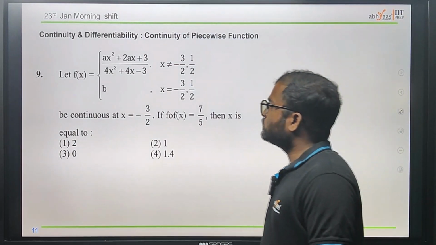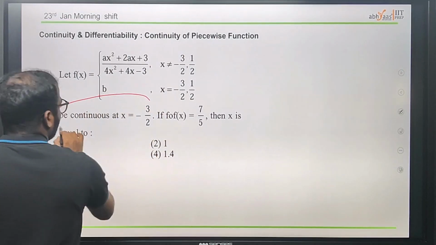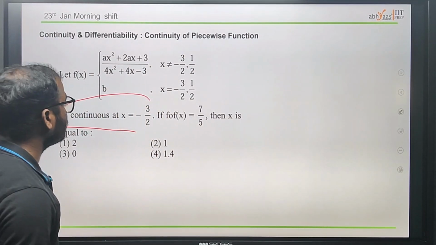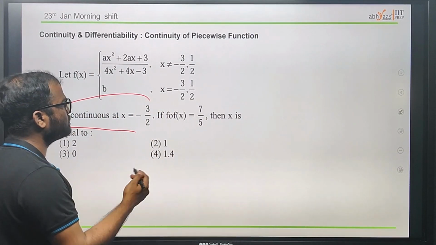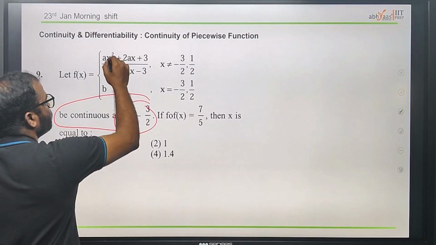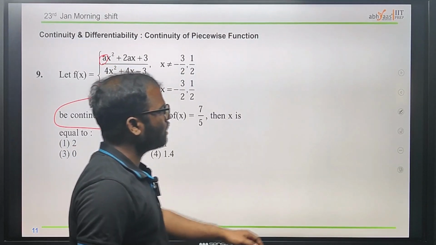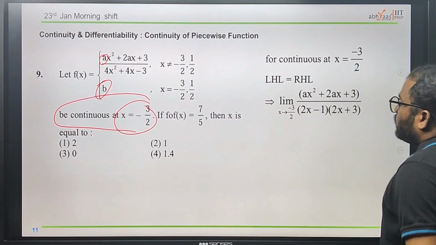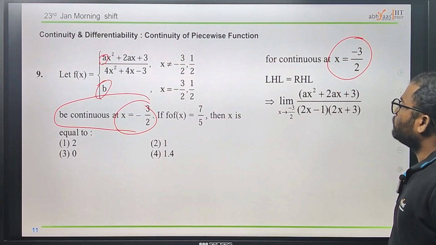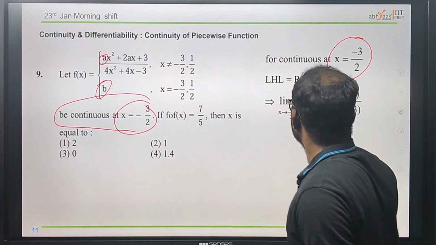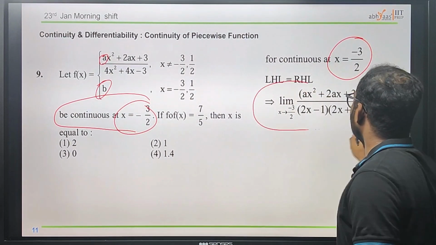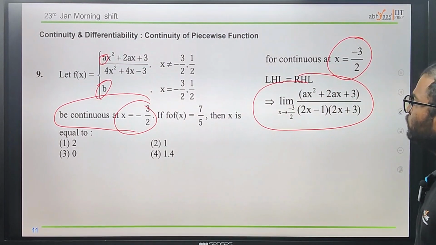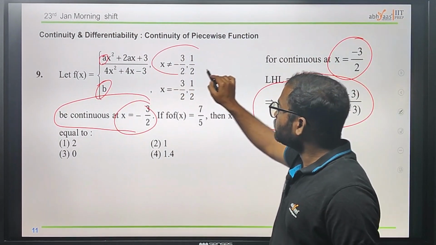Now by using the continuity, since they are saying that at x equal to minus 3 by 2 it is continuous, it means that by using this condition, we can easily find the a value and the b value, which is for continuous at x equal to minus 3 by 2. By using the LHL and RHL, we can easily solve this one. Now first thing, LHL, the left hand limit.